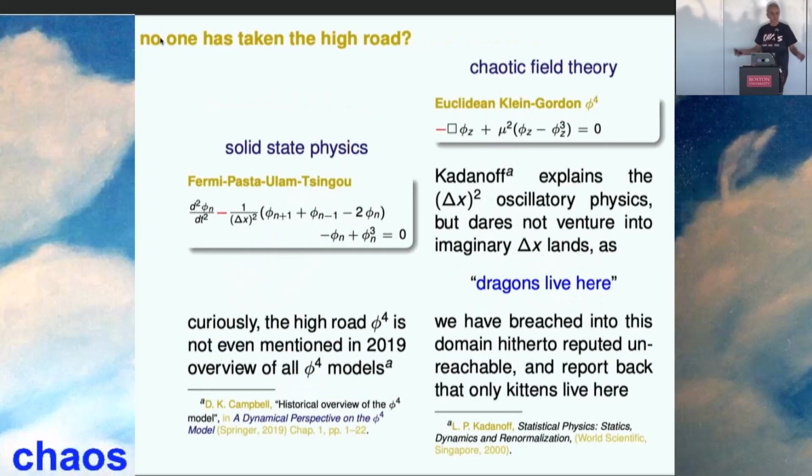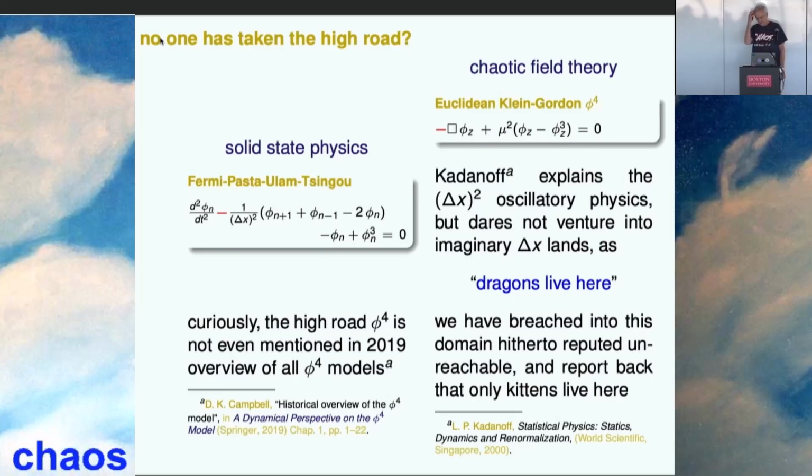The weird thing, please correct me, it seems to me nobody has taken the high road before. There is this amazing book and this introduction by David, all about phi-4 theory. And to the best of my ability, I cannot find the minus sign case anyplace in that review. It just isn't there. I might be wrong. And there are other reputable books.